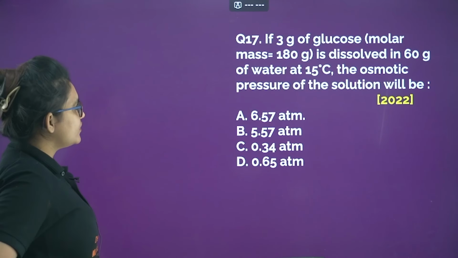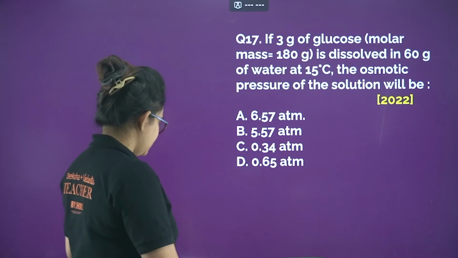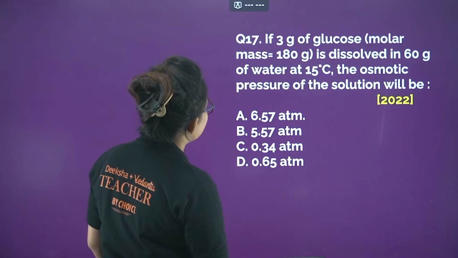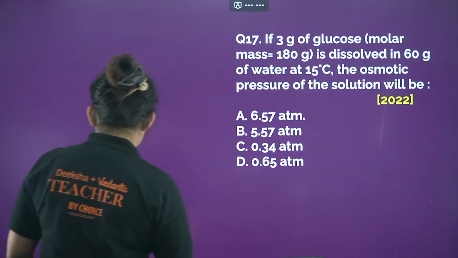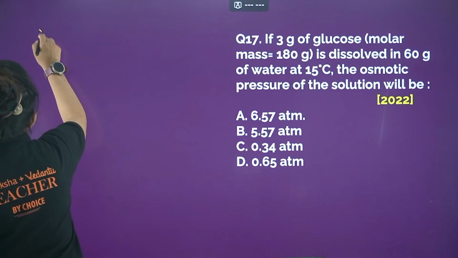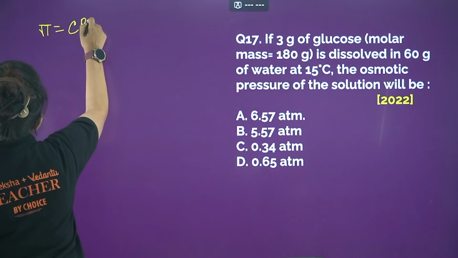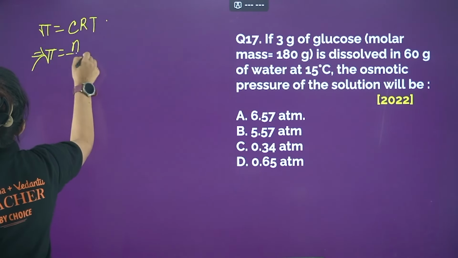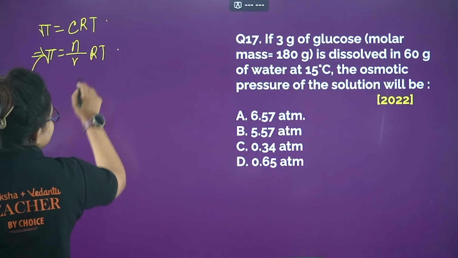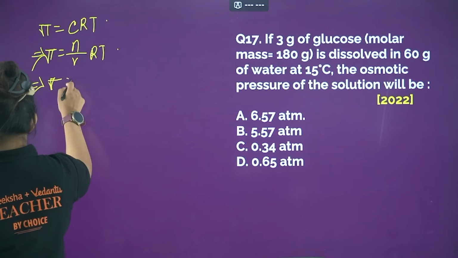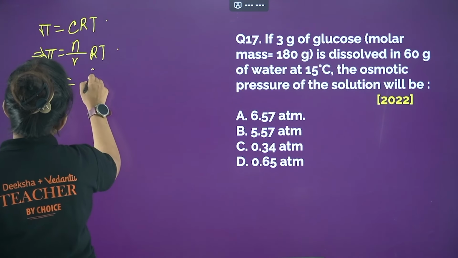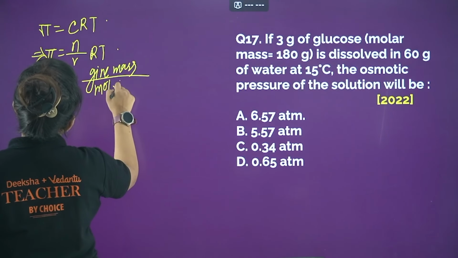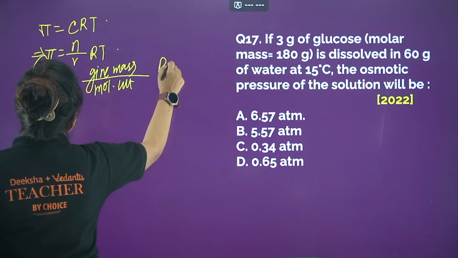Okay, if 3 gram of glucose, the molar mass is also given, is dissolved in 60 gram of water at 15 degrees Celsius, then the osmotic pressure. Okay, this is also an easy one. So you can see we know pi equals CRT, right? So C can be written as n by V, number of moles in volume, RT. Now number of moles also can be written as given mass by molecular weight, into RT by V normally.